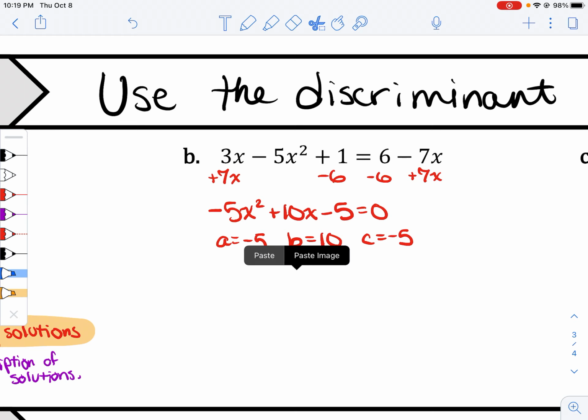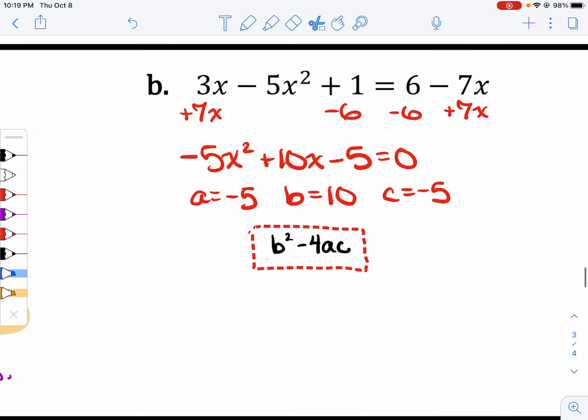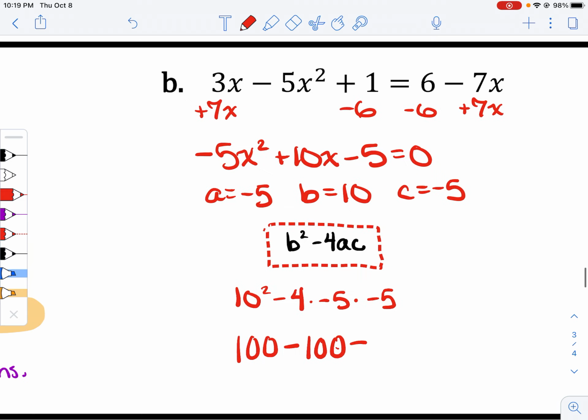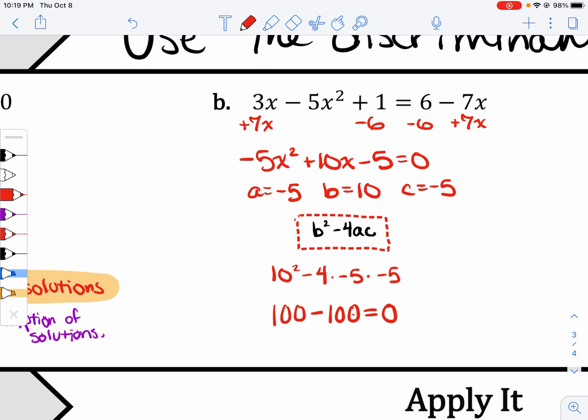So then I can use the discriminant and just plug these in. So I have 10 squared minus 4 times negative 5 times another negative 5. So this would be 100 minus 4 times 5 is 20 times another negative, 100 minus 100, and it's negative because it's 3 negatives. So this is equal to 0. Since our discriminant is 0, this means that we have one real solution.